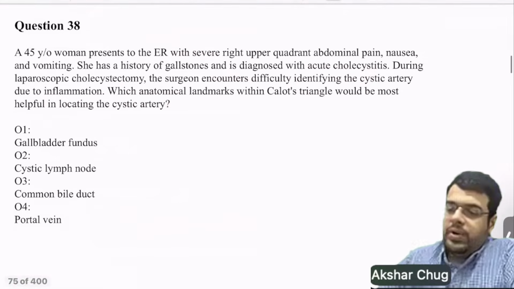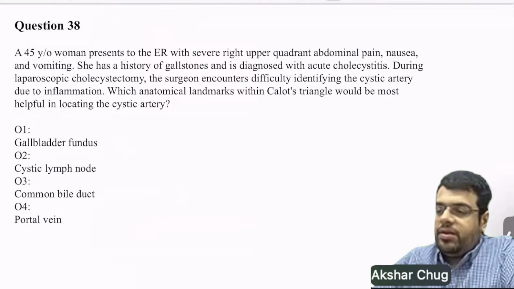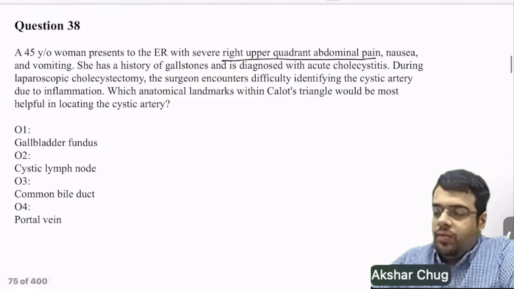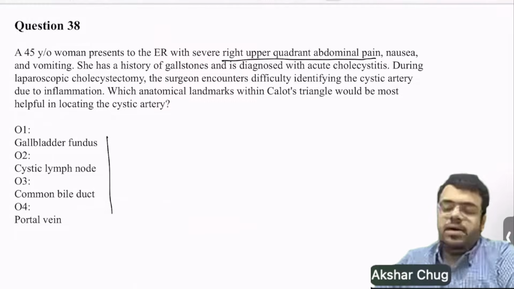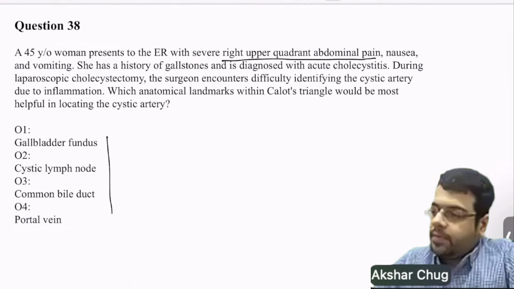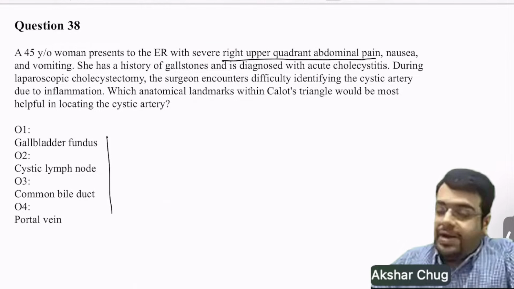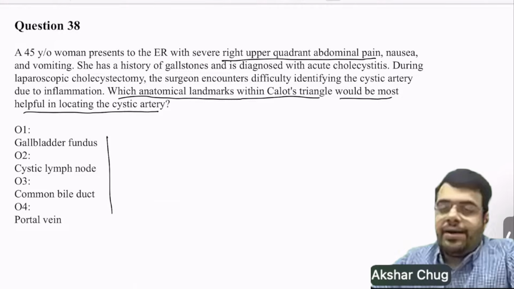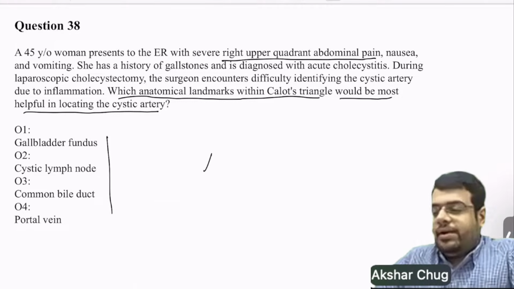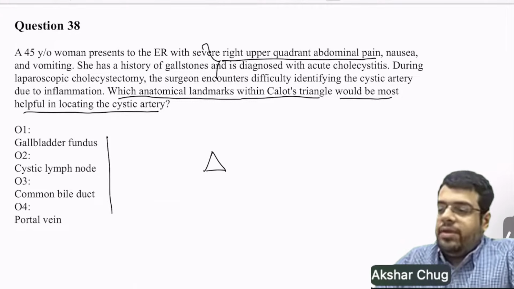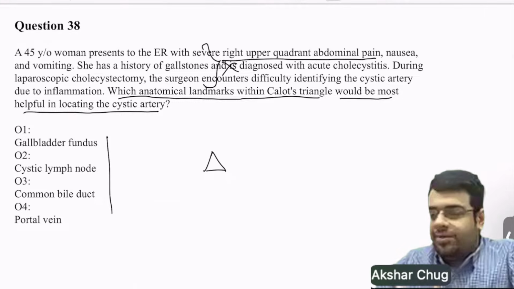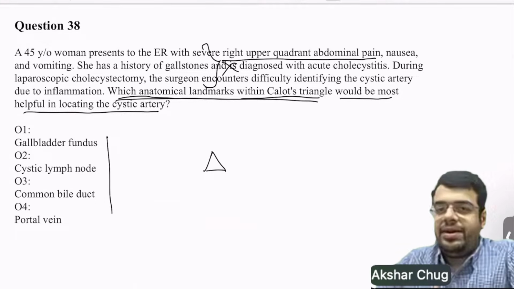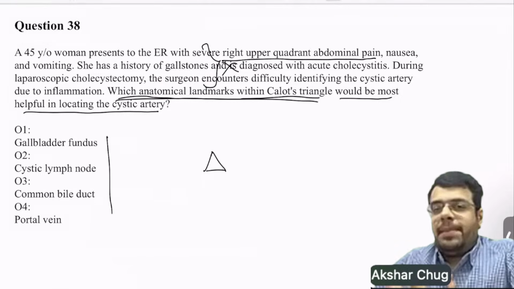Moving on, a 45-year-old woman presents to the ER with severe right upper quadrant abdominal pain. So what we are asked are some conditions of the biliary system. Let's read the last line. Which anatomical landmark within the Calot's triangle would be most helpful in locating the cystic artery? So basically, we are asked about the content of the Calot's triangle. So all of this is usually fluff. It is not required. So it's always recommended to read the last line, and from the last line, you could manage to answer the question.